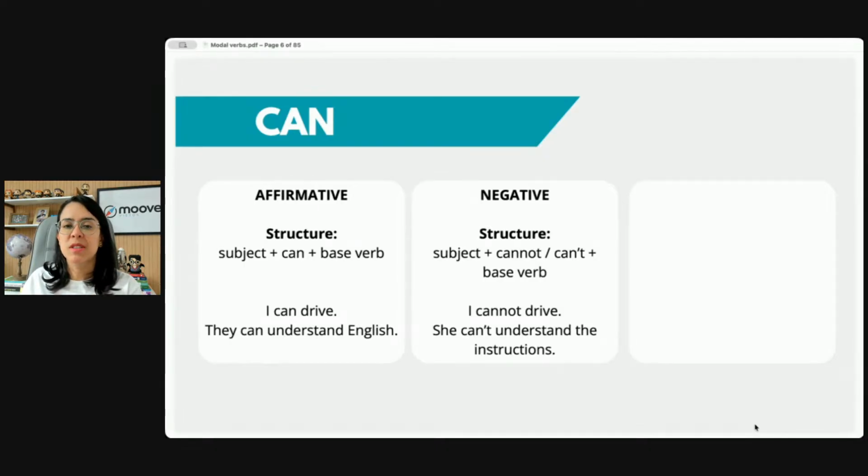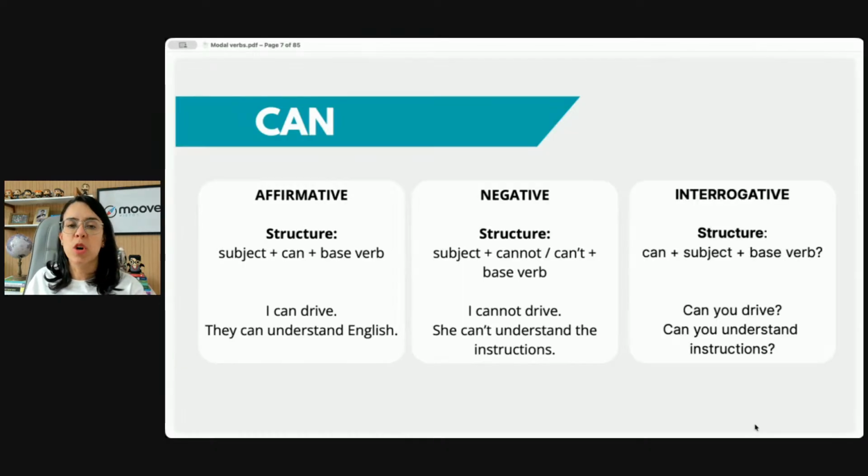And pay attention to something important. Native speakers hardly ever pronounce the T in can't. For example, I don't know if you paid attention to when I was reading the examples, but I said, she can't understand the instructions. I'm going to talk about pronunciation of can in a few minutes because this is important when we are addressing this subject.